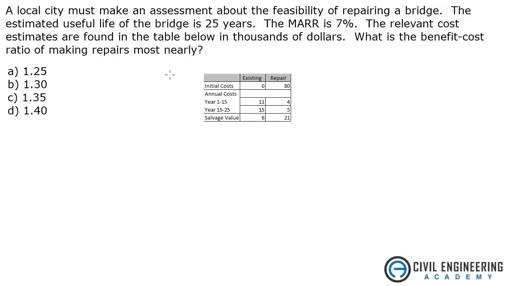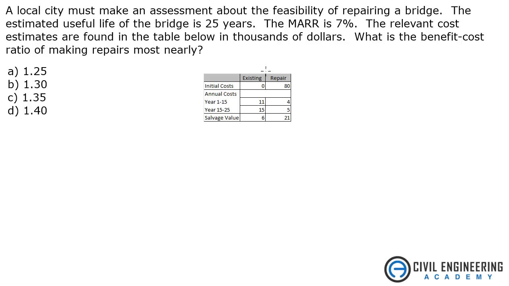Alright, welcome to Civil Engineering Academy. Today we're solving a problem for construction. It states a local city must make an assessment about the feasibility of repairing a bridge. The estimated useful life of the bridge is 25 years. The MAR is 7%. The relevant cost estimates are found in the table below in thousands of dollars. What is the benefit-cost ratio of making repairs most nearly?